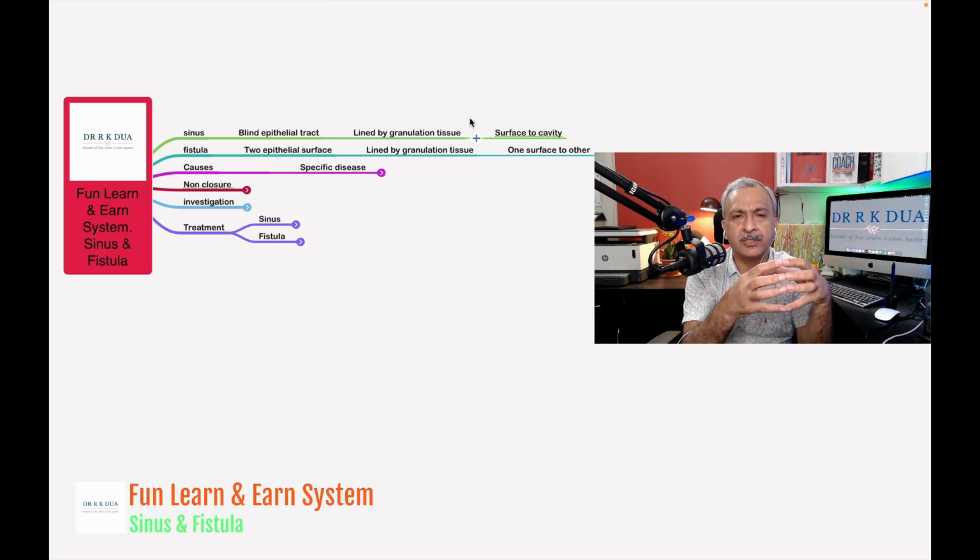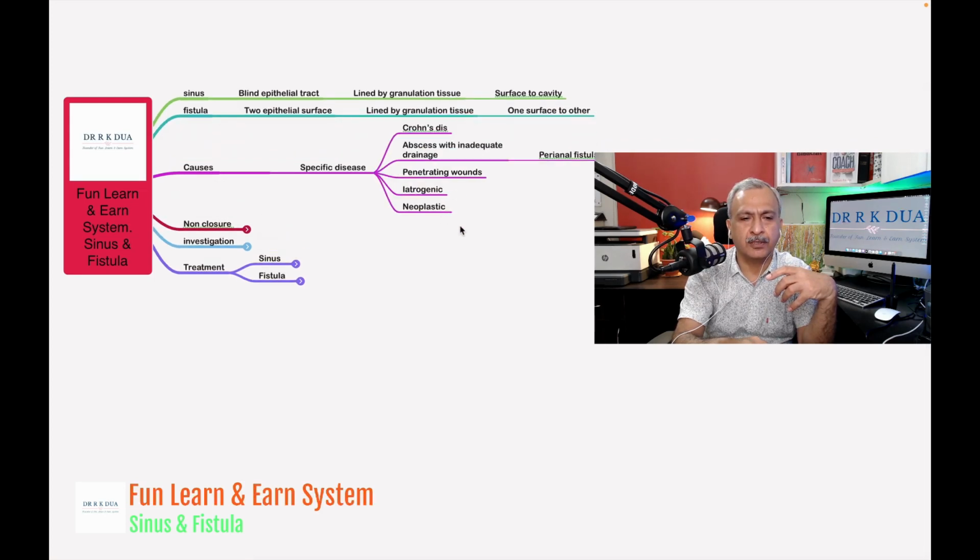So it is very essential to remove the granulation tissue and lay open the track of the sinus, and in case of fistula, close the two openings of the mucosal surfaces and remove the tract that is causing the communication between the two epithelial surfaces. So unless this granulation tissue is removed, the sinus or the fistula is not going to close with any kind of treatment.